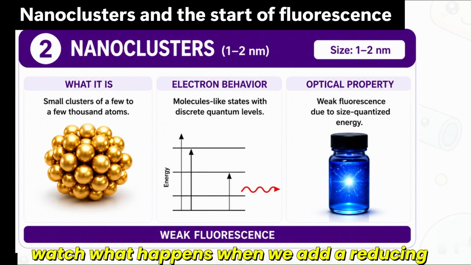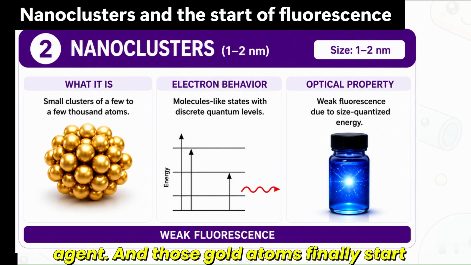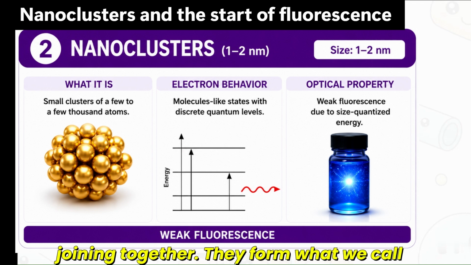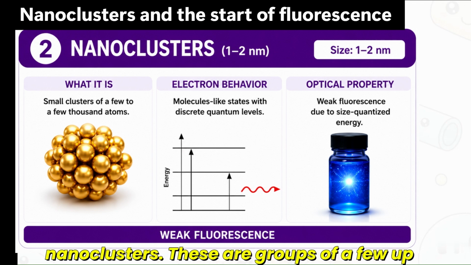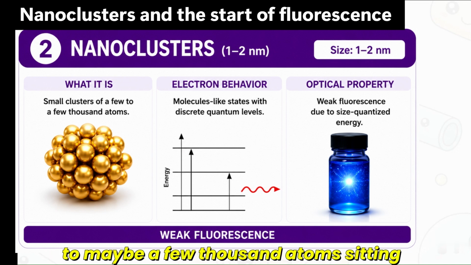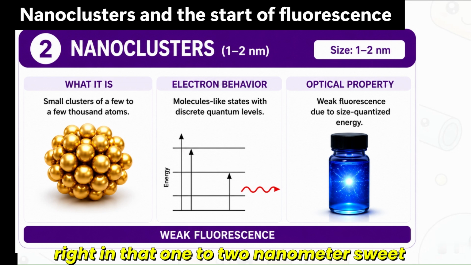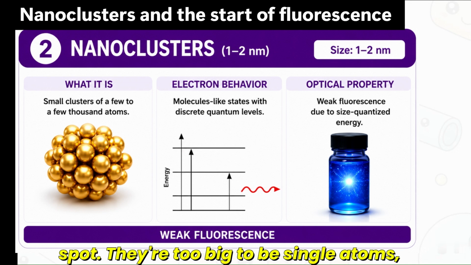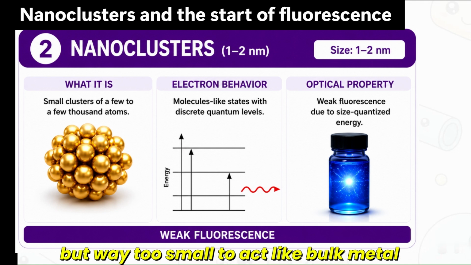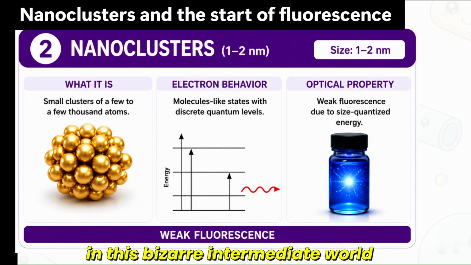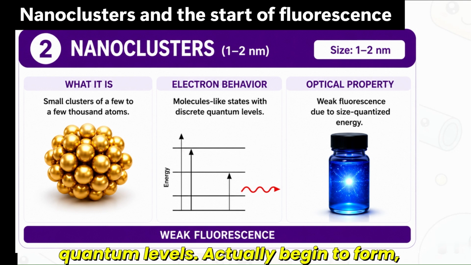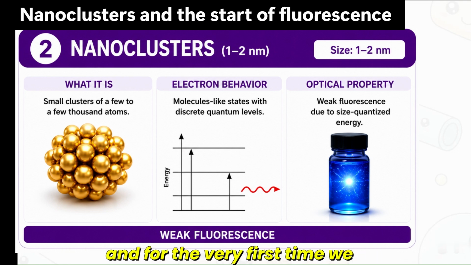But watch what happens when we add a reducing agent, and those gold atoms finally start joining together. They form what we call nanoclusters. These are groups of a few, up to maybe a few thousand atoms, sitting right in that 1 to 2 nanometer sweet spot. They're too big to be single atoms, but way too small to act like bulk metal. In this bizarre intermediate world, molecular-like states with discrete quantum levels actually begin to form. And, for the very first time, we get to see the faint whispers of weak fluorescence.